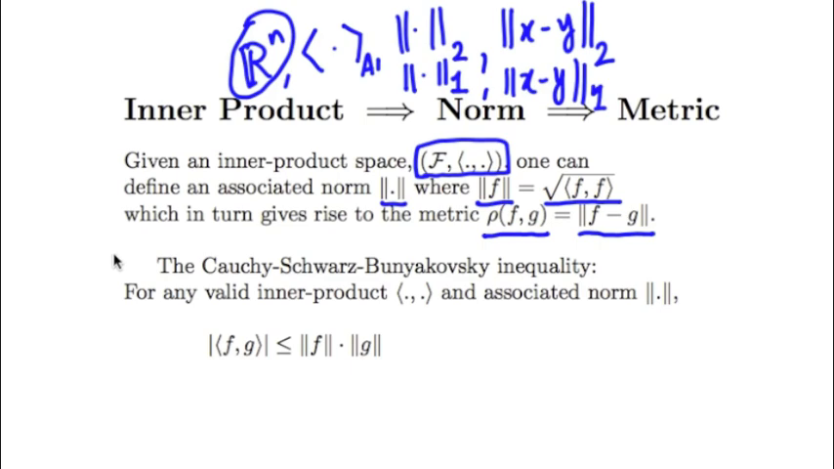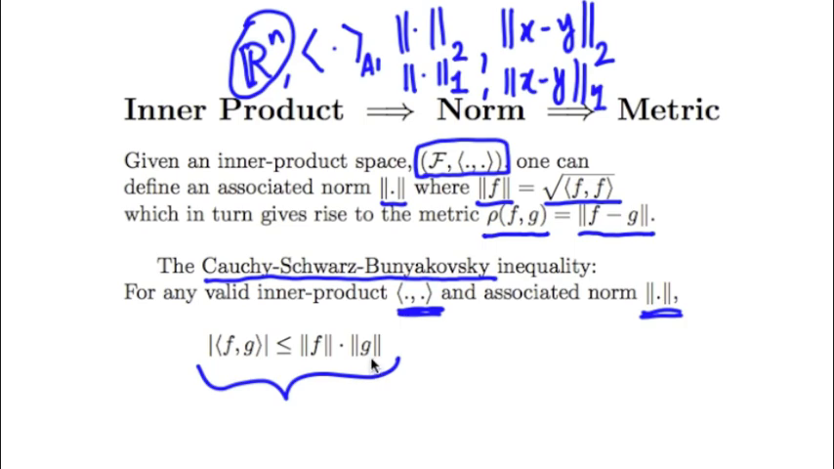Now, the Cauchy-Schwarz inequality, or sometimes called the Cauchy-Schwarz-Bunyakovsky inequality, is really important. It says that for any valid dot product, so you fix your choice of dot product, it has an associated norm, as we saw above, which satisfies the following inequality. It says that the absolute value of f dot g is at most the norm of f times the norm of g.